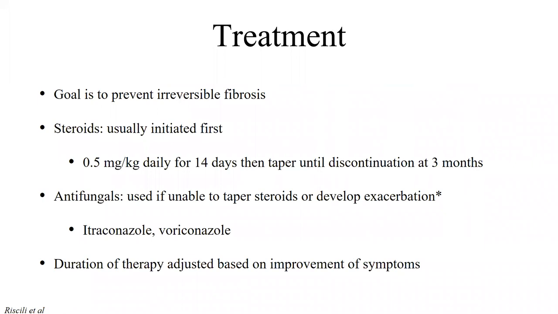So in terms of treatment, the goal here is to prevent irreversible fibrosis, get the patient symptomatically feeling better, and get the inflammation reduced. There are five stages of ABPA. There's the acute disease phase, remission, exacerbation, and steroid dependent, of course, where you're not able to wean them off steroids. And then the end stage, which is fibrosis, bronchiectasis, and can even lead to pulmonary hypertension.